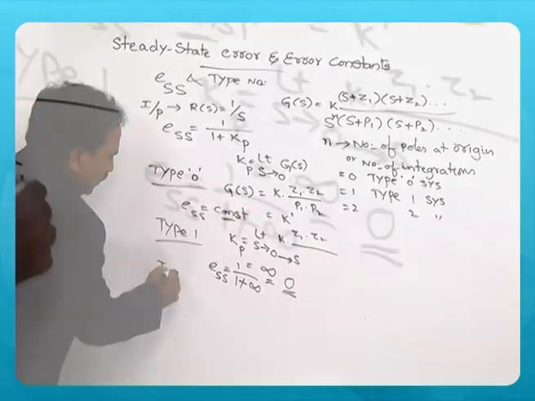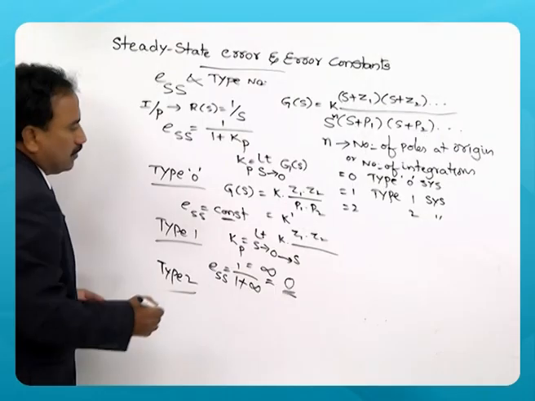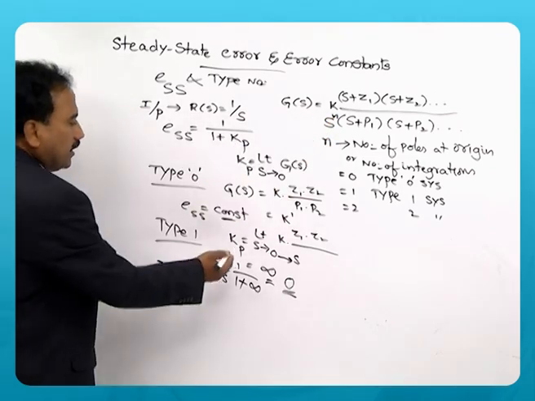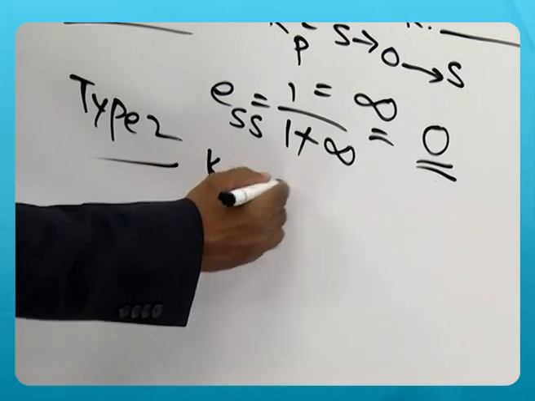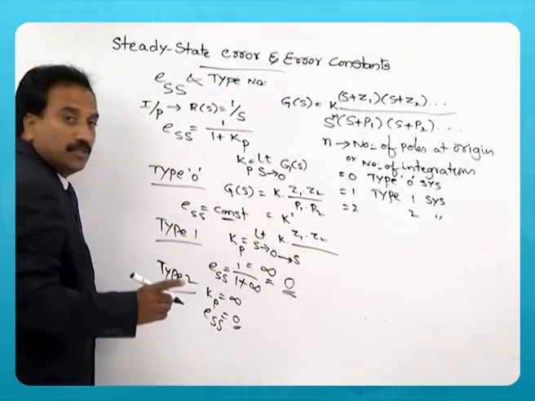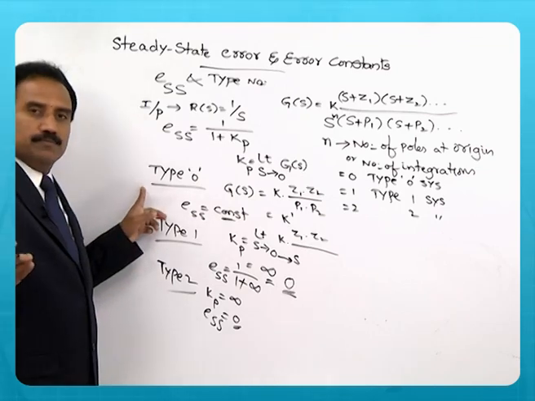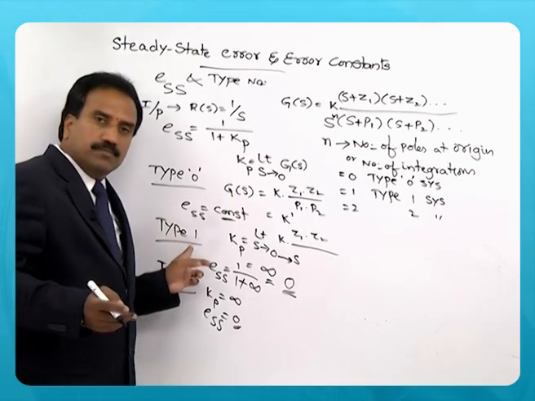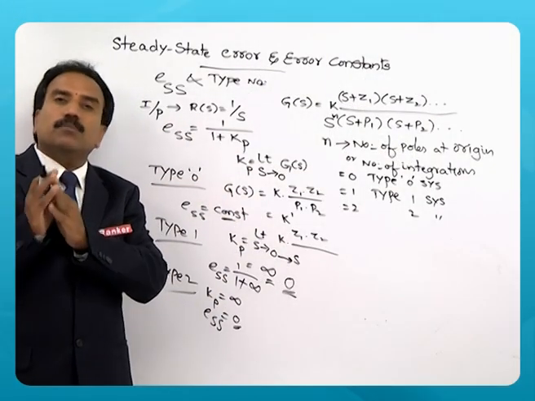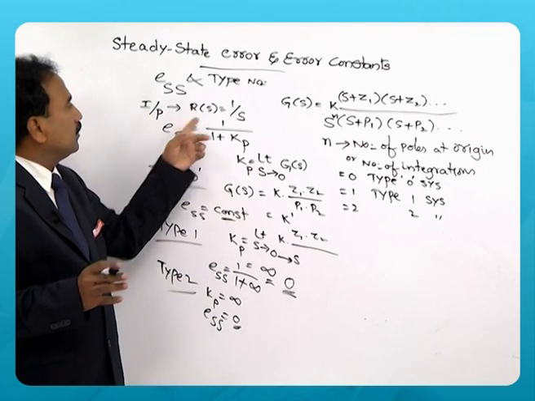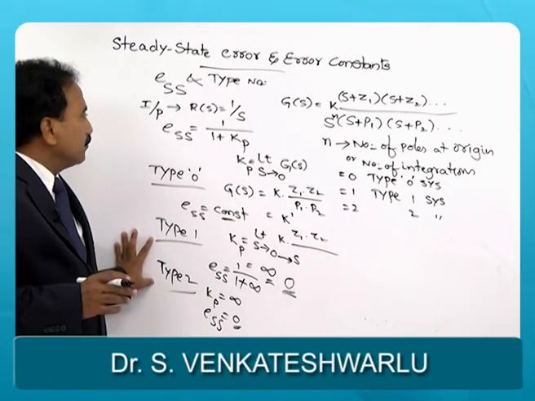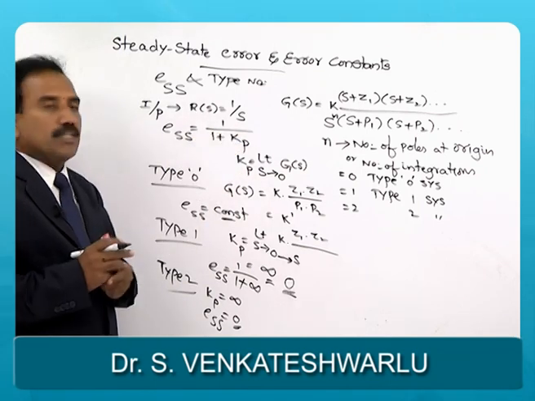Now, if you increase further, type 2 means there are two poles at origin. So, again if you calculate Kp, you will have infinite and the steady state error is 0. That means, beyond type 0, if it is type 1 system or type 2 system and type 3 and so on, there will not be any steady state error for unit step input. So, that is the significance of type number when input is unit step.